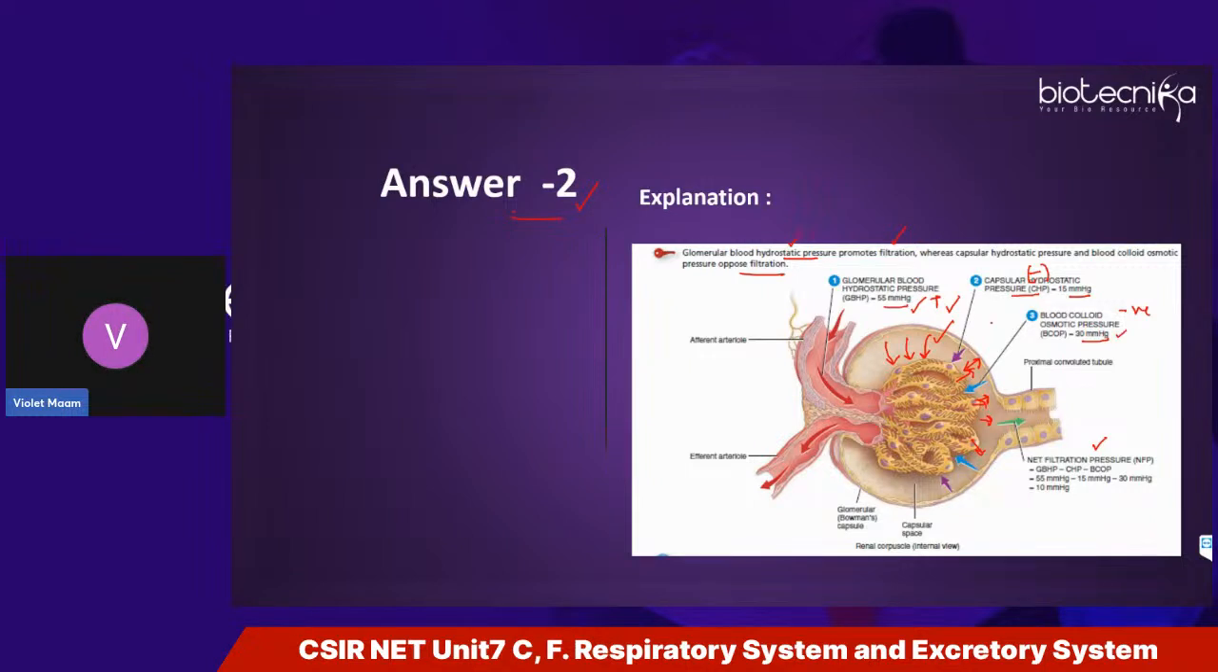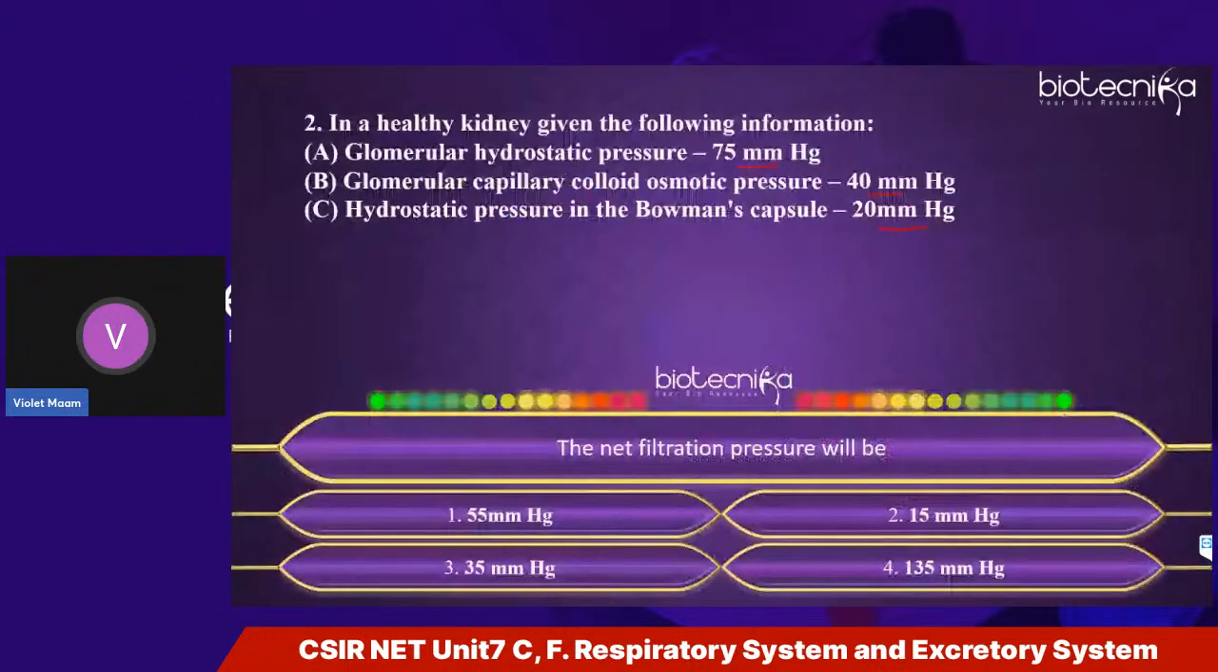That is, 55 minus 15 minus 30. So according to this, it is 10 mm. Now if you solve this question, it will be 75 minus 40 minus 20, right? So it will come up to 15 mm of mercury. So this is how you have to solve this particular question, where you have to calculate the net filtration pressure.